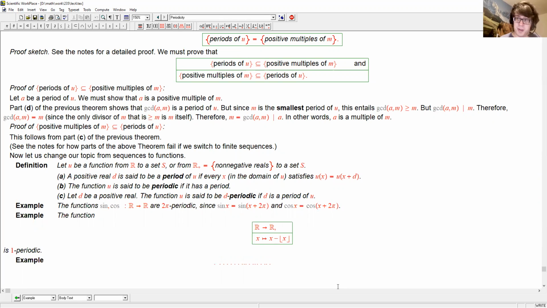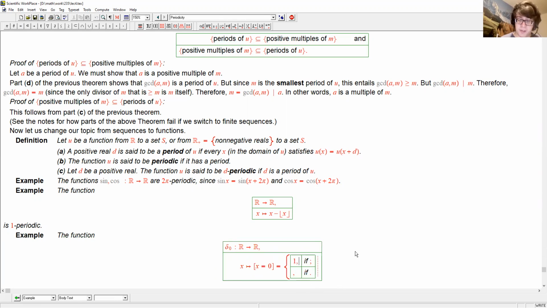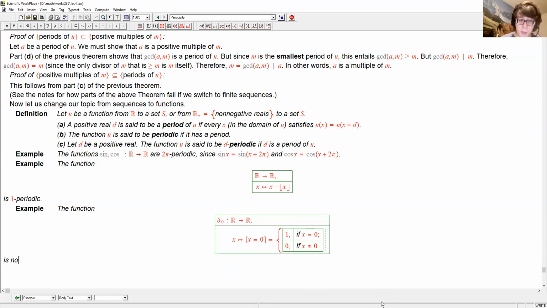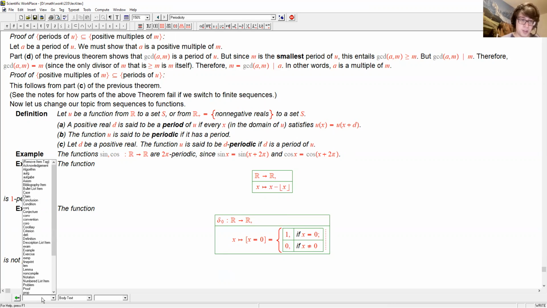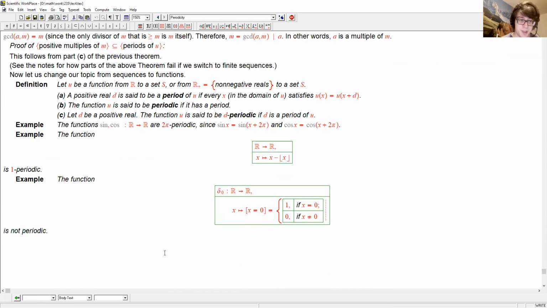And it is also easy to construct a function that's not periodic. I'm going to call it delta 0. It sends x to the truth value of x equals 0. In other words, 1 if x equals 0, and 0 if x is not 0. It is not periodic. Again, it's pretty easy to see. This is called the delta function. Simple but useful. And now we can take our old theorem about periodic sequences and basically just copy-paste it.